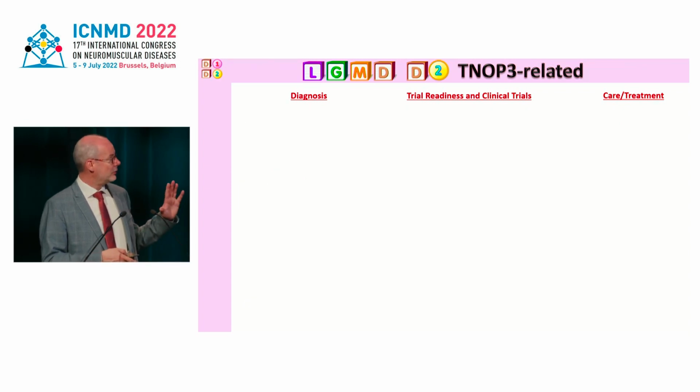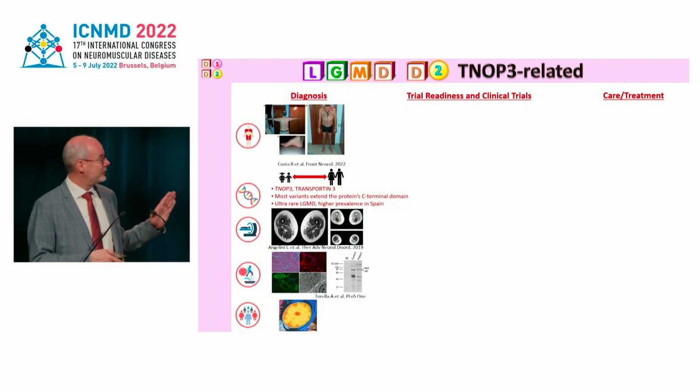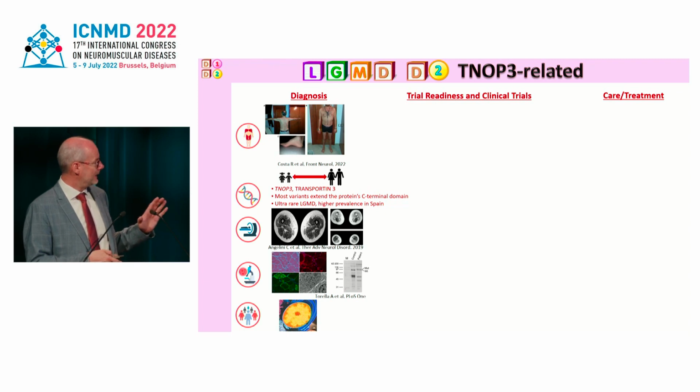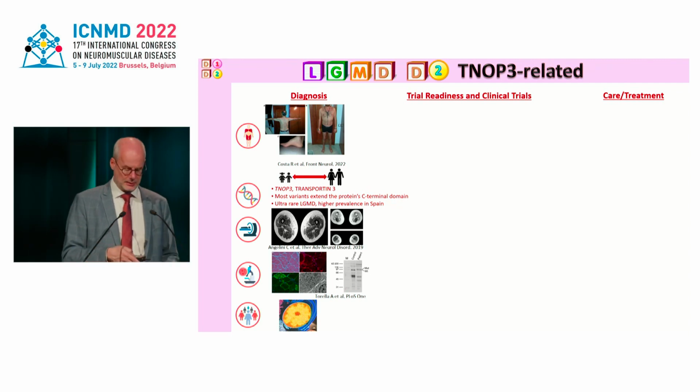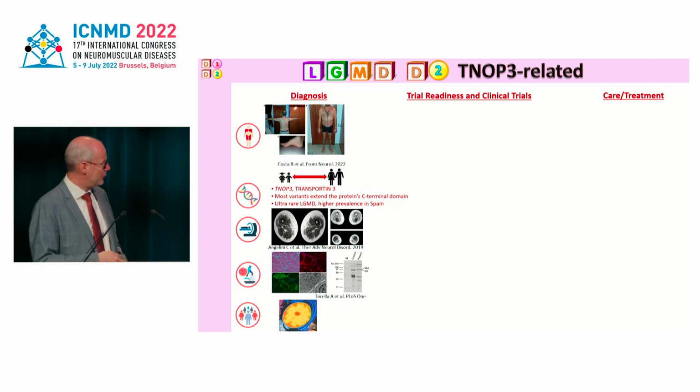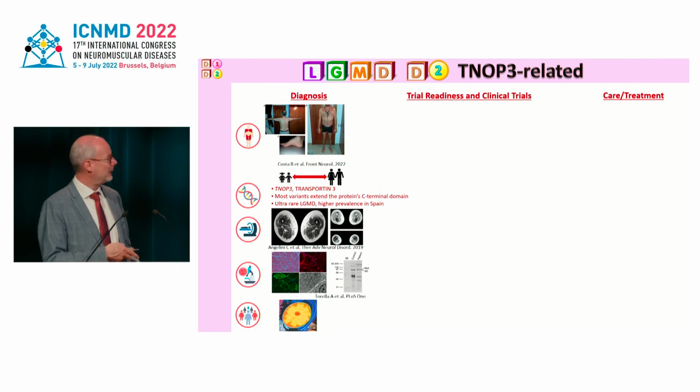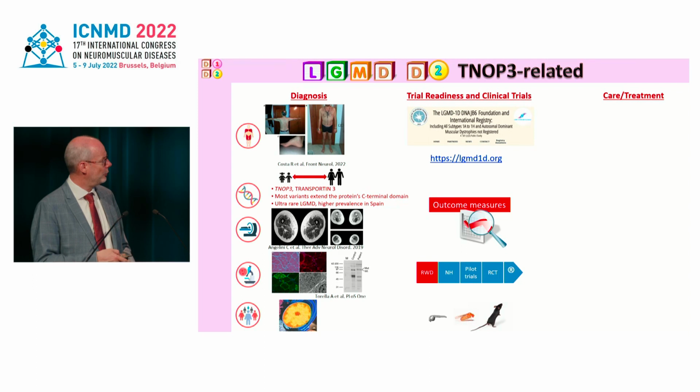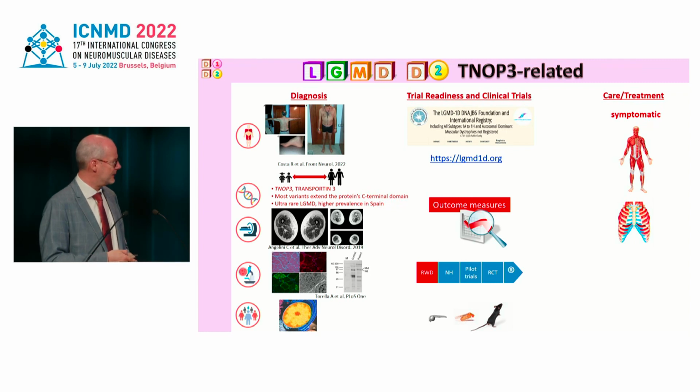Now, the transportin 3 gene is an interesting one as well. It's a nuclear import receptor for splicing factors, and so this is extremely rare as well, but shows a clear limb-girdle phenotype. I mean, the pes cavus also suggests that there might be some neurogenic involvement. The same patient organization, and it's a pure skeletal muscle disease.